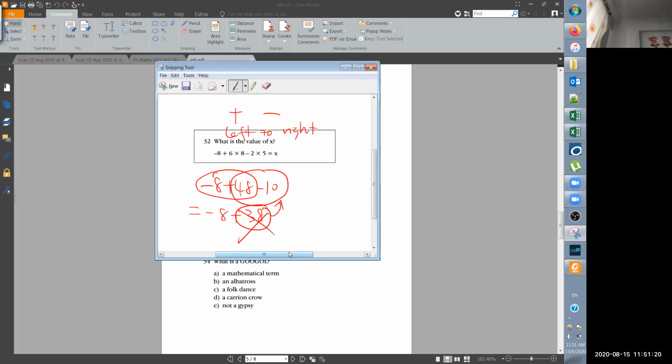可以吗？可以。Okay, so what you are supposed to do is you should do the -8 plus 48, which is 40, then minus 10. So your answer is 30. Okay, so do it from left to right. Okay, 从左到右，而不是先做后面。Okay, you are not supposed to do behind. Okay, next.